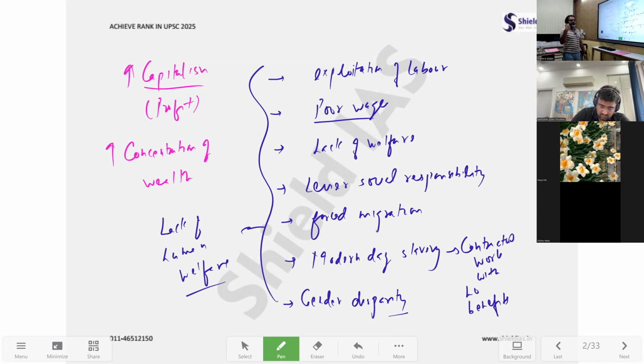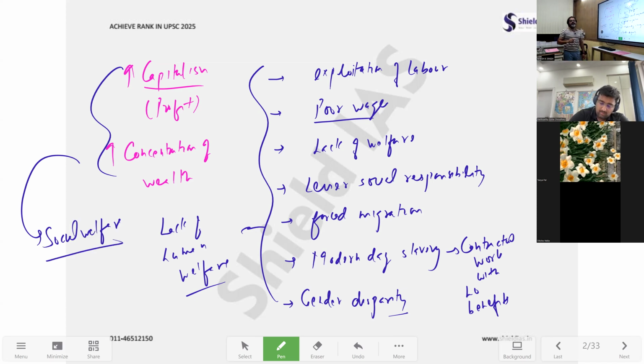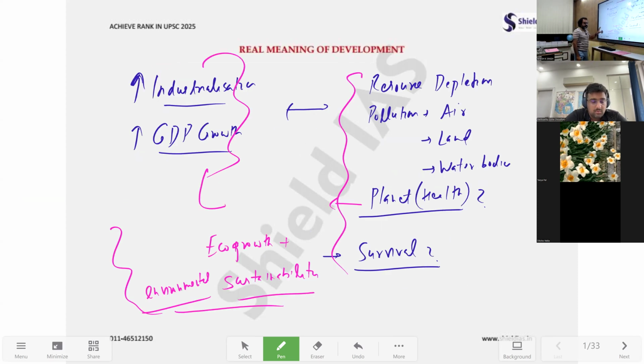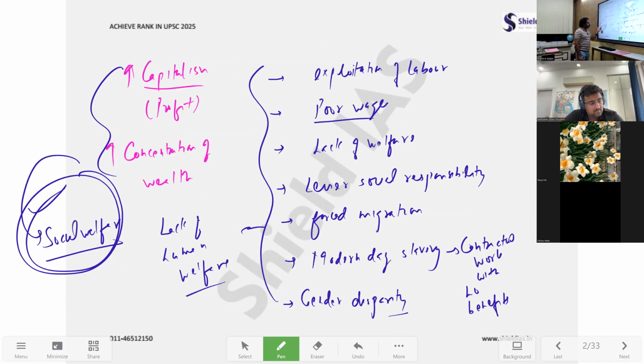So what is the new demand from development? The new demand is that it should also take care of social welfare, meaning human development and human welfare. In the previous slide, we came to know that development should include environment sustainability. Now the demand is also that economic growth should be accompanied by social welfare, in which big business, big capitalists, and big corporates should also contribute to social welfare.